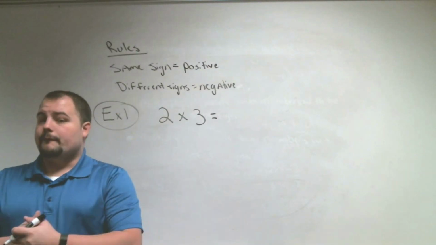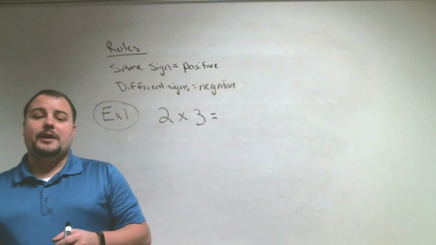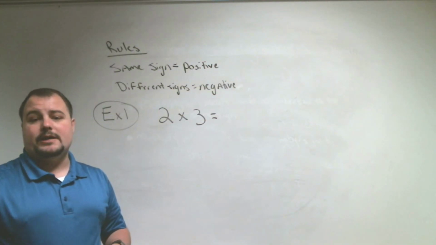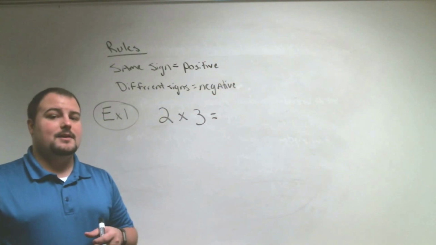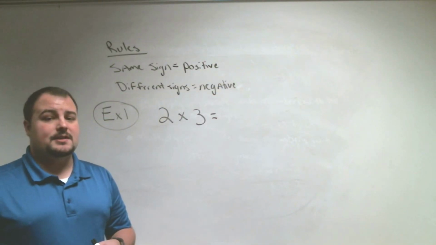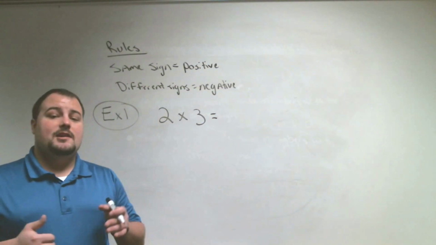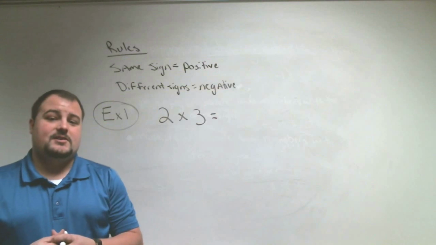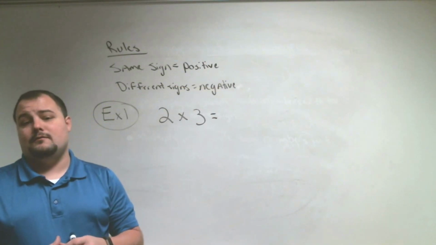Alright, so first of all, we have the rules. If we have the same sign multiplying or dividing, it's going to be a positive answer. So a positive times a positive, that's a positive. Negative times negative, that's still positive because we have the same signs. Anytime the signs are different, that's negative. So same signs are positive, different signs are negative. Make sure you remember that rule.